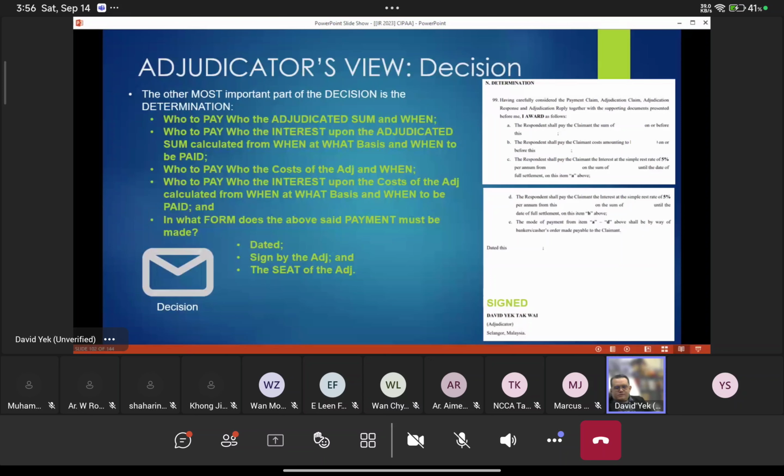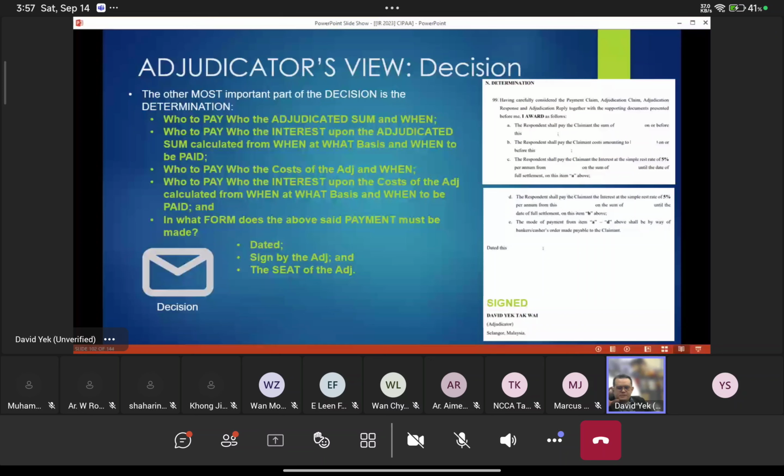Okay, so in your decision, the determination is very important. You have to say who is paying whom and what is the sum, and when. Then who is paying whom the interest, when it is being calculated, and on what basis. Then you have to state very clearly the cost incurred for this adjudication, to be paid when and where. If you don't state this in chronological order and precisely in that way, during examination you fail. This is very important. Why do you fail? Because the whole adjudication award cannot be enforceable. It will be thrown out.